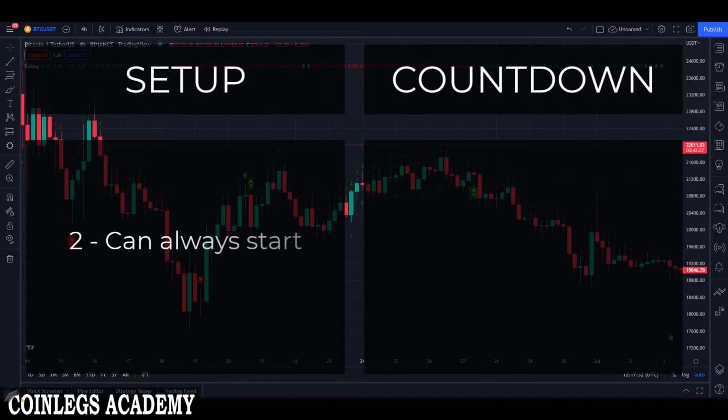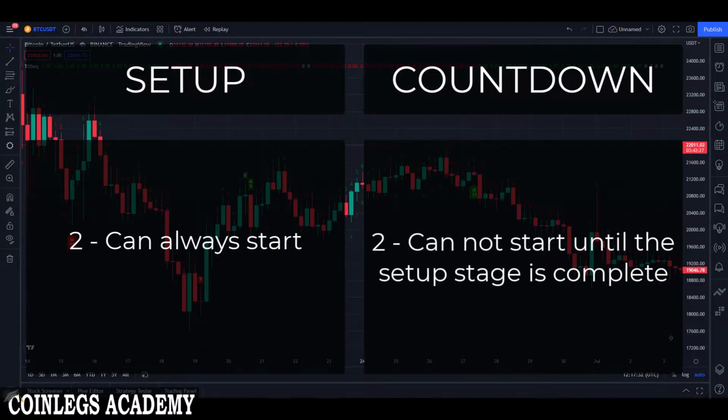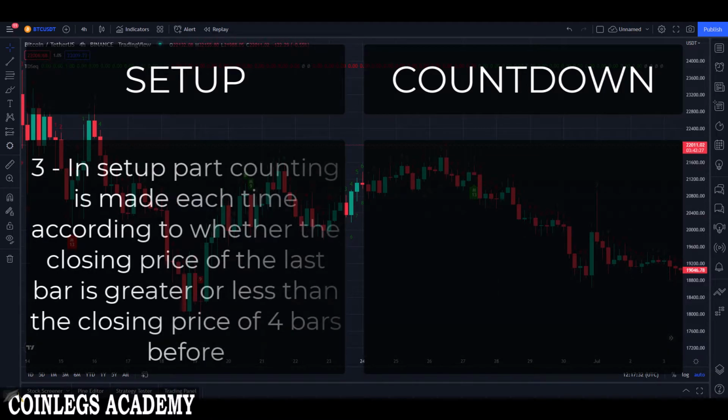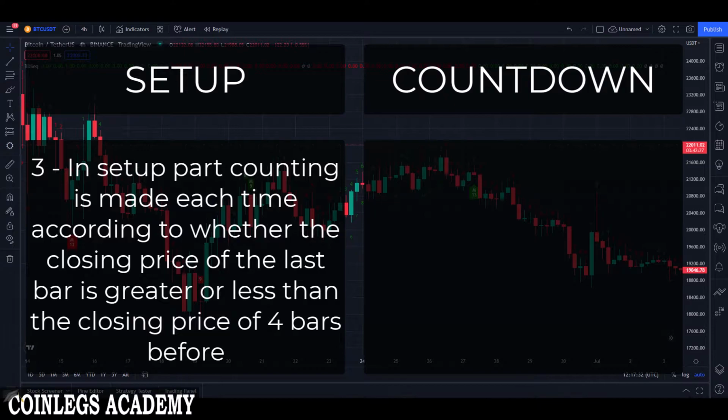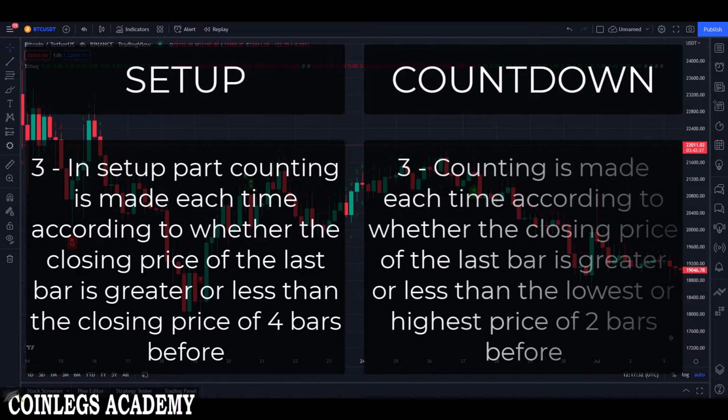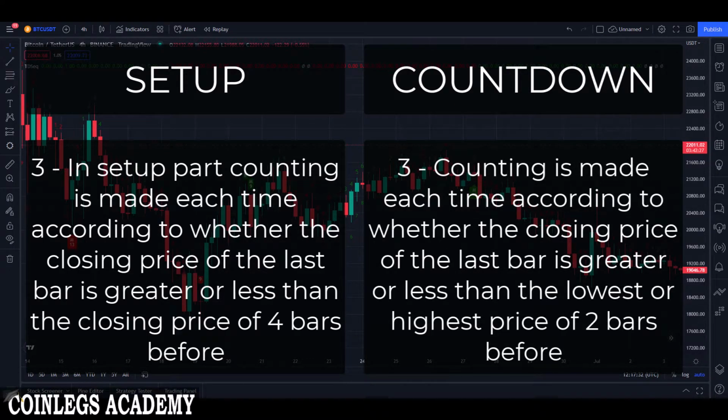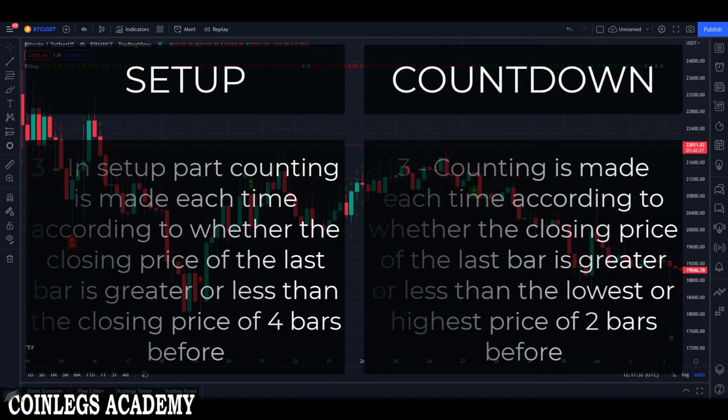The setup part can always start. The second stage, the counting stage, cannot start until the setup stage is complete. In the setup part, counting is made each time according to whether the closing price of the last bar is greater or less than the closing price of 4 bars before. In the countdown part, counting is made each time according to whether the closing price of the last bar is greater or less than the lowest or highest price of the 2 bars before.